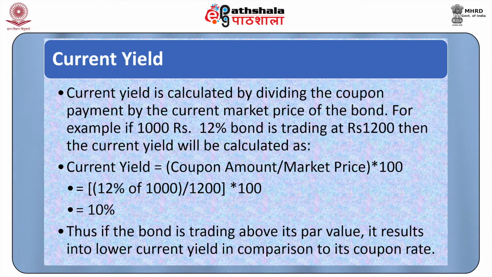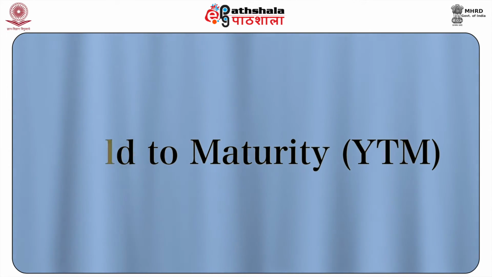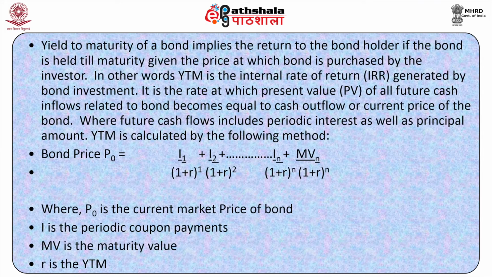Thus, if the bond is trading above its par value, it results in a lower current yield in comparison to its coupon rate. Yield to maturity, in short YTM. Yield to maturity of a bond implies the return to the bondholder if the bond is held till maturity, given the price at which the bond is purchased by the investor. In other words, YTM is the internal rate of return, in short IRR, generated by bond investment.